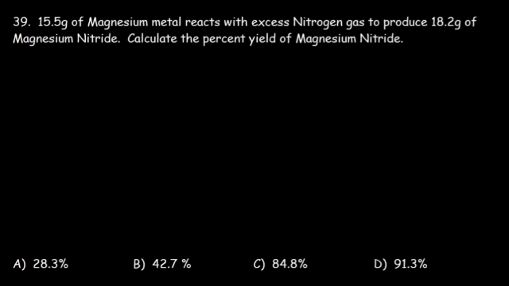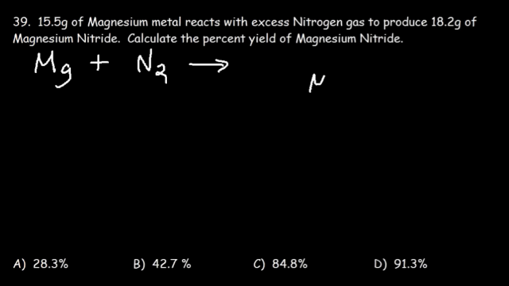Number 39. 15.5 grams of magnesium metal reacts with excess nitrogen gas to produce 18.2 grams of magnesium nitride. Calculate the percent yield of magnesium nitride. So the first thing we need to do is write a balanced reaction. So magnesium is Mg, and it's going to react with nitrogen gas, which is N2, it's diatomic, and that's going to produce magnesium nitride. So magnesium nitride is an ionic compound, so we can't just write MgN.